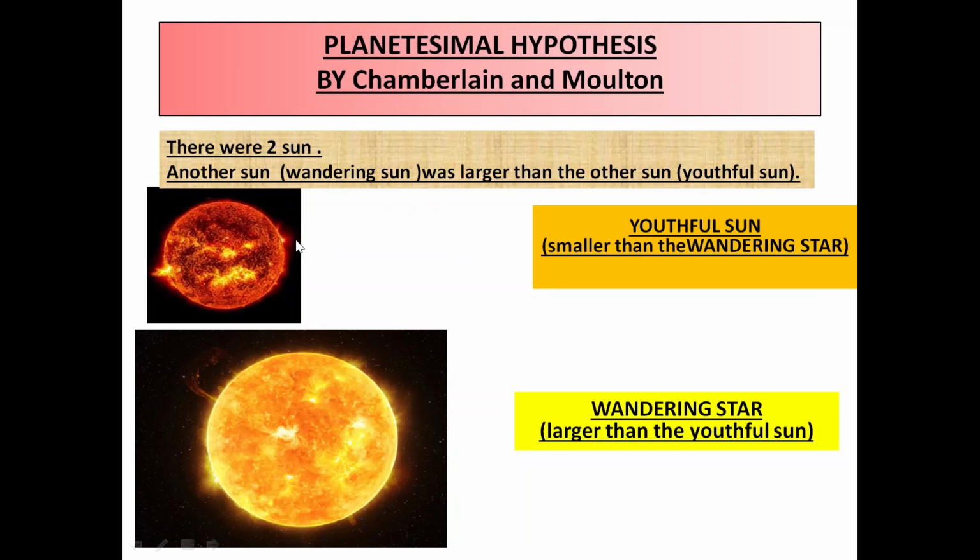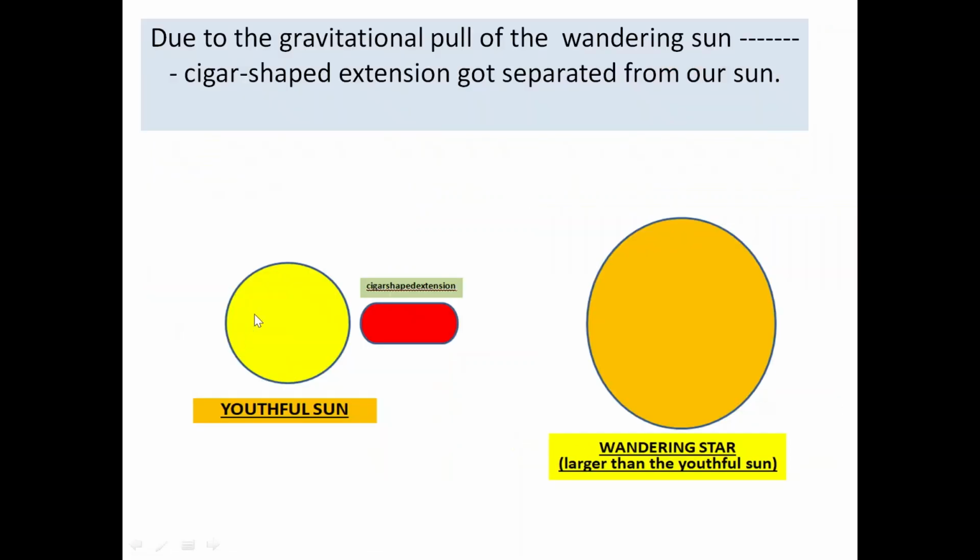What they told is that, first of all, there are two stars. First is our youthful sun, and the second one is the wandering star. Now the youthful sun is smaller in size than the wandering star, as you can see on the screen. What happened? Due to the gravitational pull, you can see the wandering star is larger than our youthful sun. So more mass, more gravity.